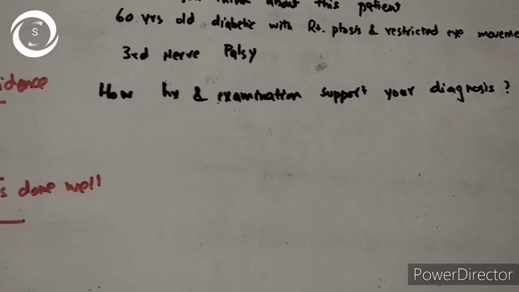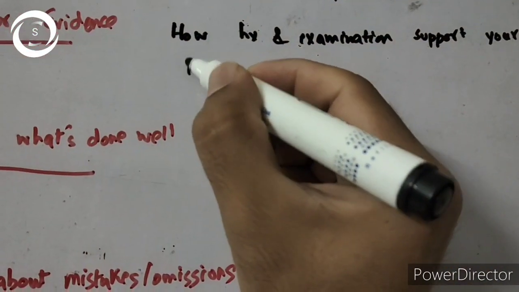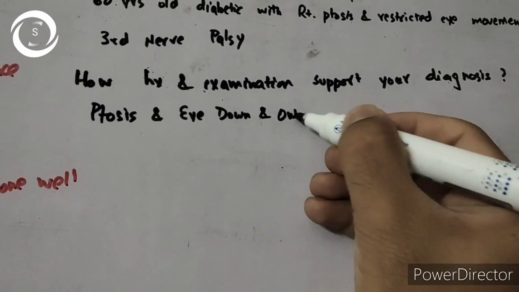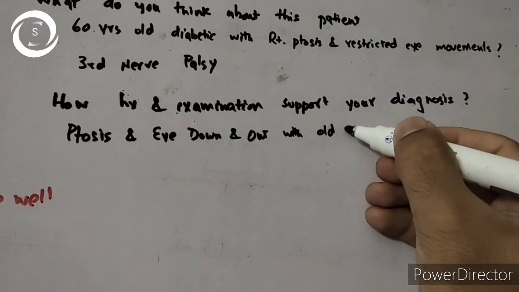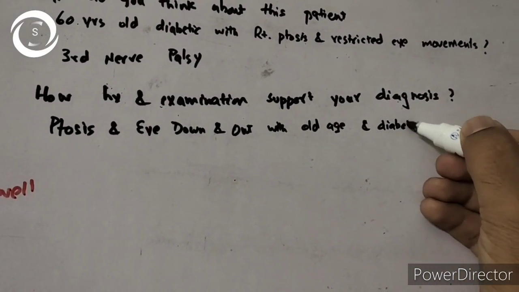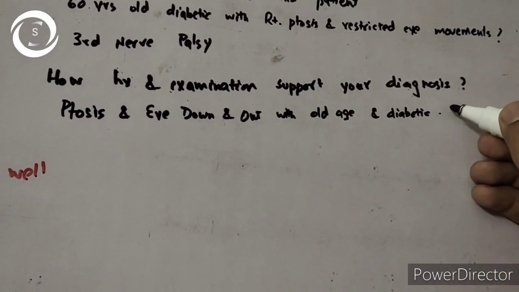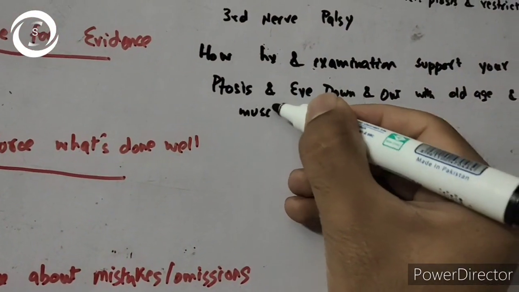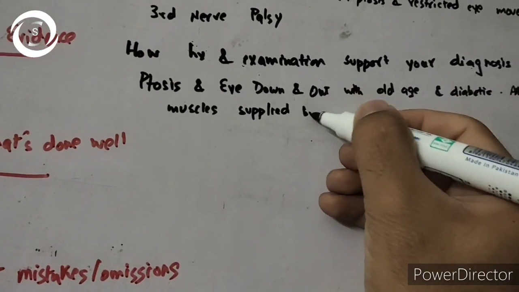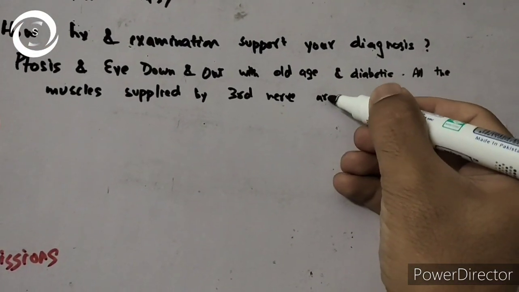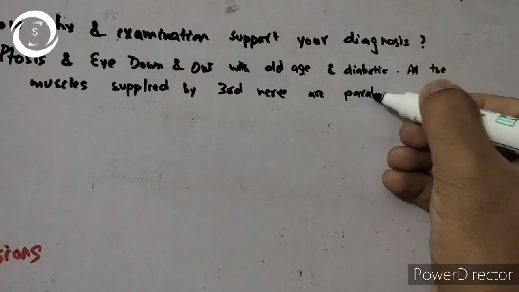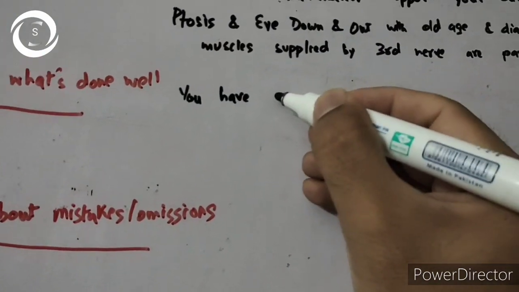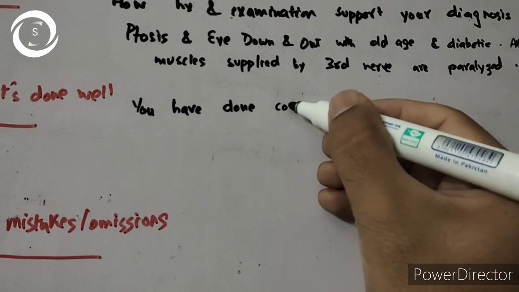The student will tell you, in my opinion, it is a case of third cranial nerve palsy. Now come to the second micro skill, probe for supporting evidence. You can ask how history and examination support your diagnosis. The student can tell you that there is ptosis and the eye is down and out, all the muscles that are supplied by the third nerve are paralyzed. So that's why I think that it's a third cranial nerve palsy.